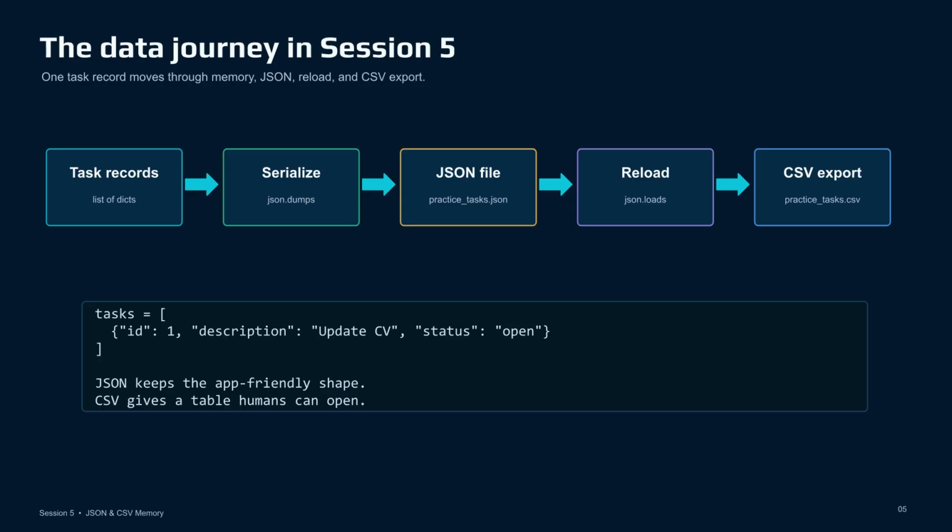Here is the data journey. Your task list is serialized into a JSON file, reloaded back when needed, and then exported as a CSV. JSON is great for maintaining the internal structure of your data, while CSV provides that familiar table view for humans.